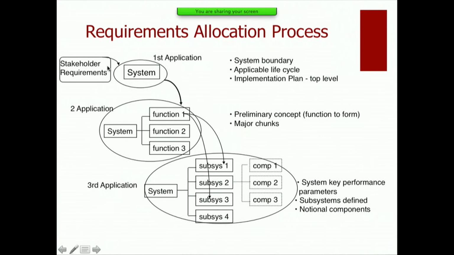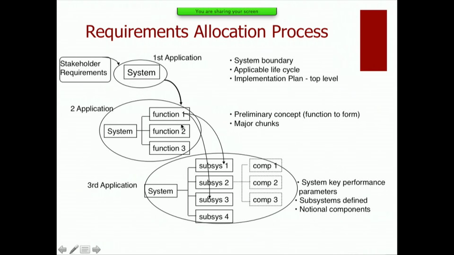Stakeholder needs, requirements. This is level 0. You set the system boundary. What's the life cycle? And then we apply it. That's our first application. And then we apply it by decomposing the system into its functions. And so that's the second application.